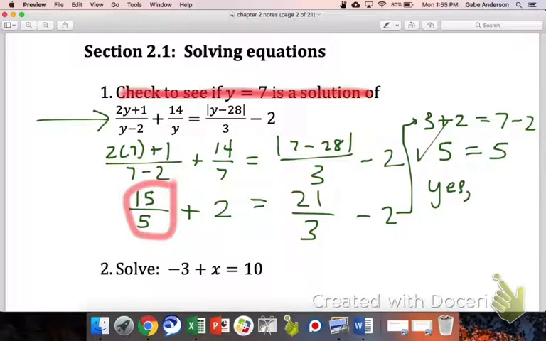Yes, y equals 7 is a solution because it satisfied the equation, right? It made the equation true. That's how we know that an answer is correct or perhaps incorrect if it makes the equation false. Okay, so do you guys have any questions at all on that? The way that you check is to plug in and see if it's true. If it's true, then yes, it's a solution. If it's false, the answer is no, it's not.